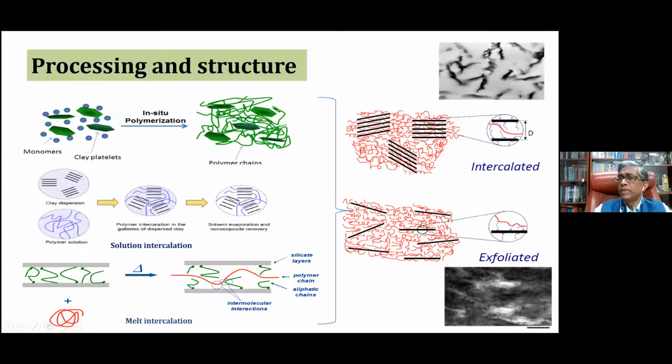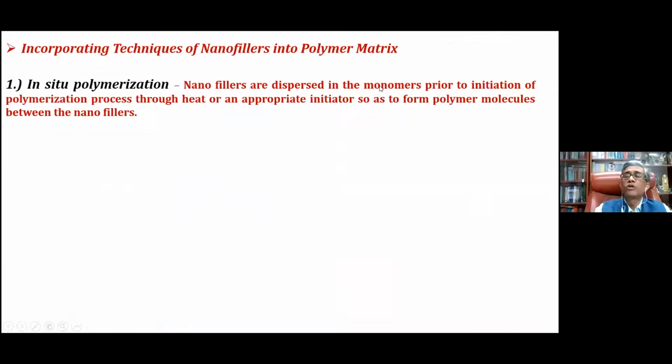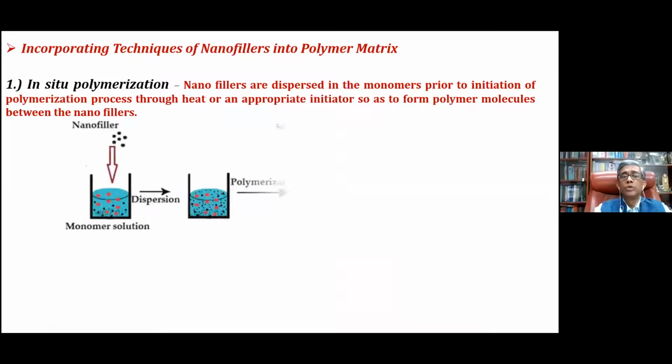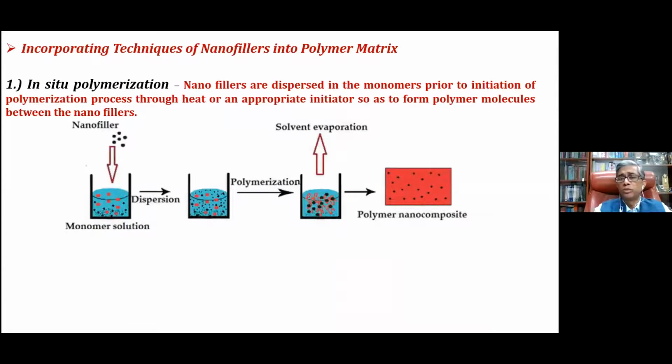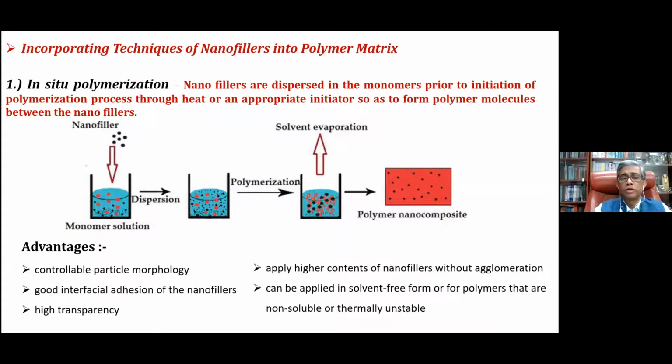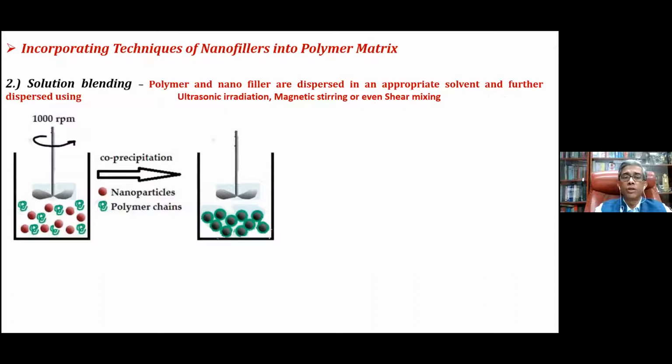Here you can see that there is still some agglomeration of the nanoclays, nanotubes. You will see that when you look at it, and it needs a lot of focus, a lot of work. So we do this in situ. I've already explained to you the polymerization of nanocomposites. I'm going very quickly. So you have a controllable particle morphology, high transparency. It can accommodate a higher content of nanofillers.